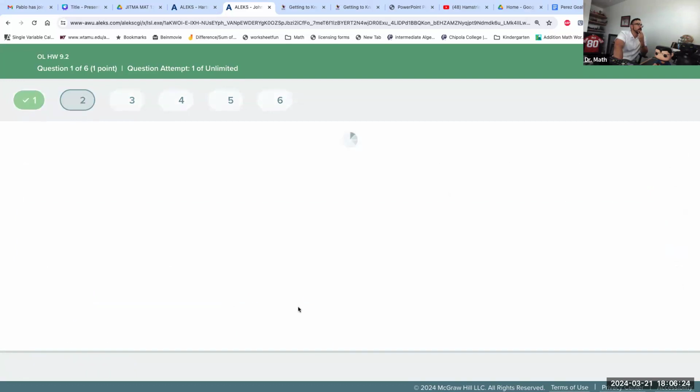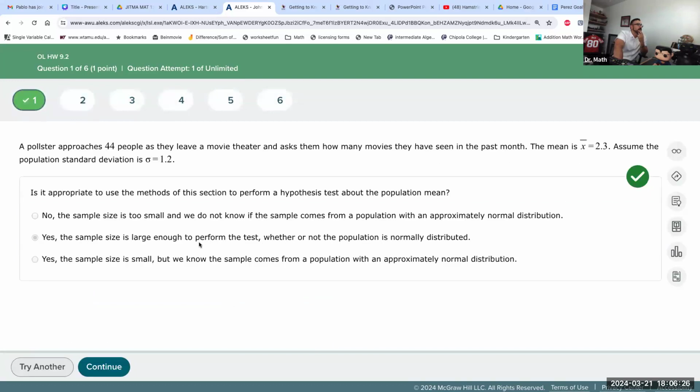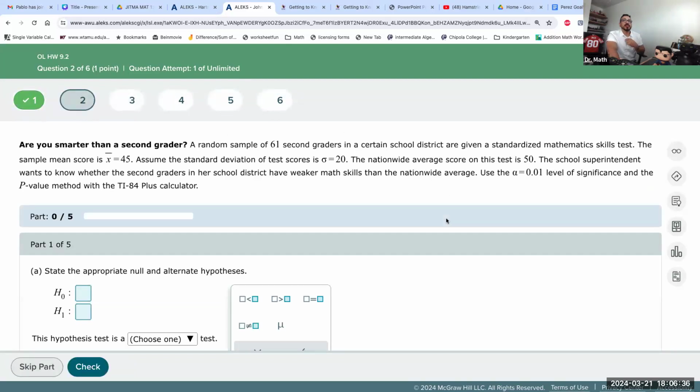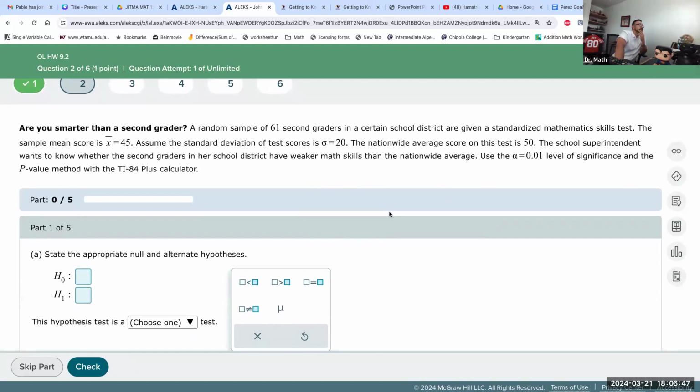Let me show you again. It doesn't matter. So it says, yes, the sample size is large enough, whether or not the population is normally distributed. All right, and that's because of our central limit theorem. So once we have an N large enough, the central limit theorem allows us to get away from, I don't care what kind of distribution we're looking at. All right, so let's read this.